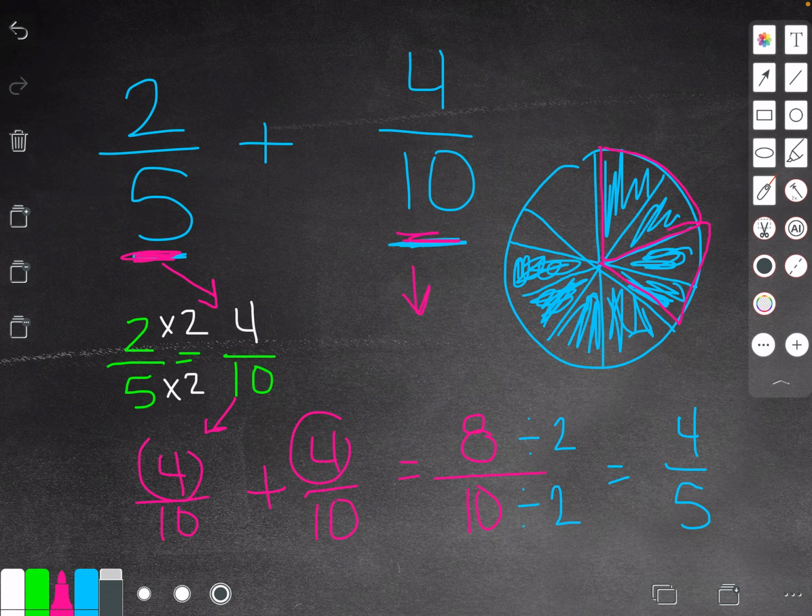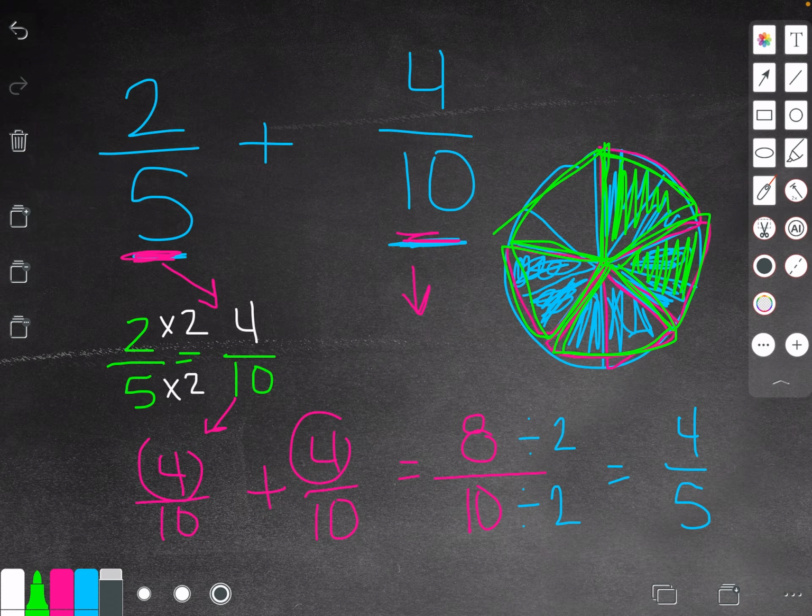Here's a group of 2. Let's do that in green so you can see it. Here's a group of 2, here's a group of 2, and here's a group of 2, and another, and another. Well, how many are we actually using at this point? You have 1. We have 2. We have 3. We have 4 out of 5.